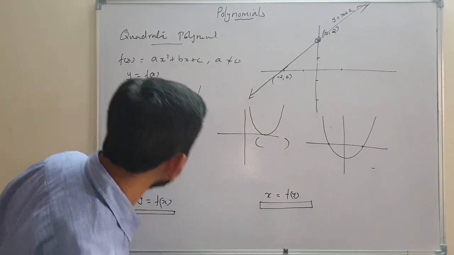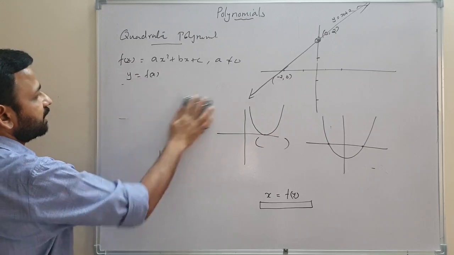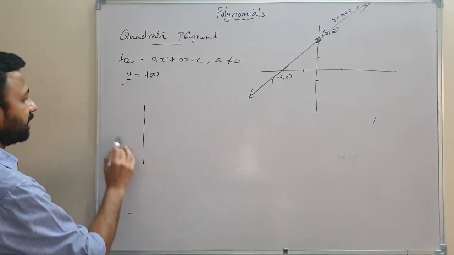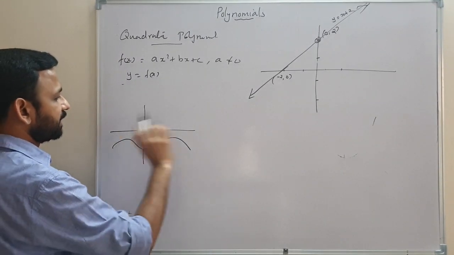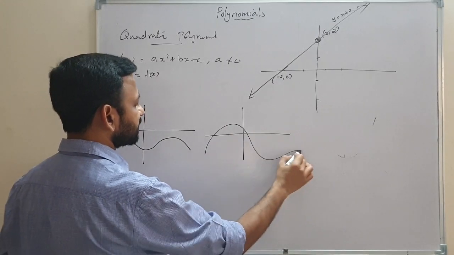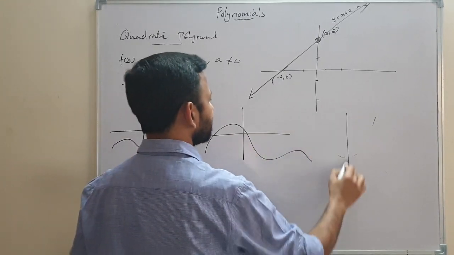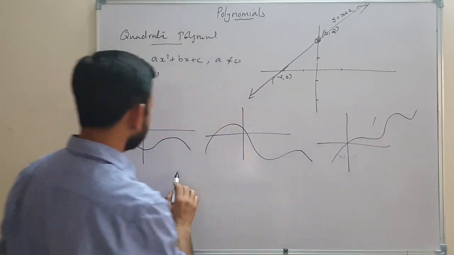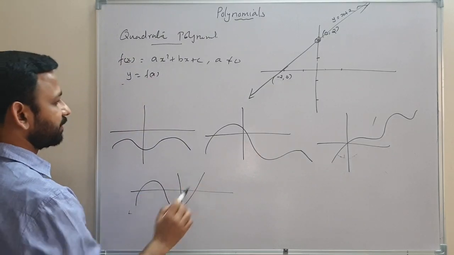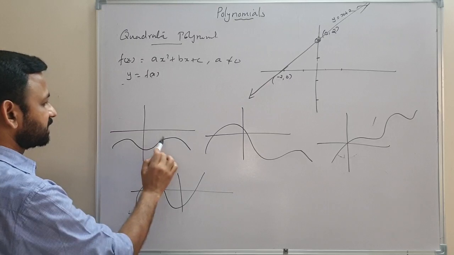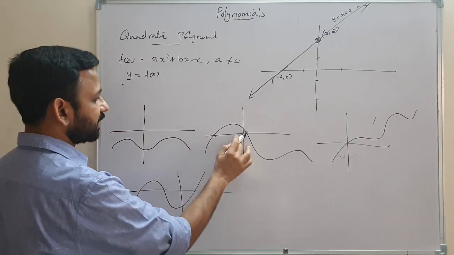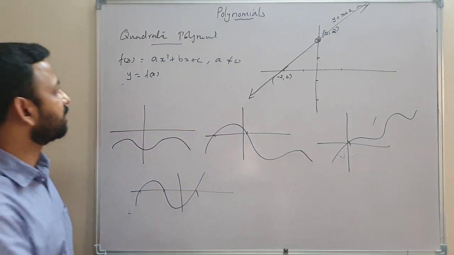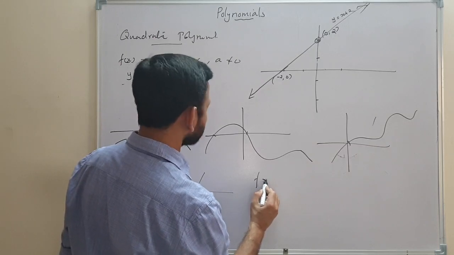And similarly, in a cubic polynomial, we can find the zeros the same way. Sometimes the graph may be like this, not intersecting the x-axis at any point. Sometimes it is intersecting at 2 points, sometimes at 1 point, and sometimes it is intersecting at 3 points.